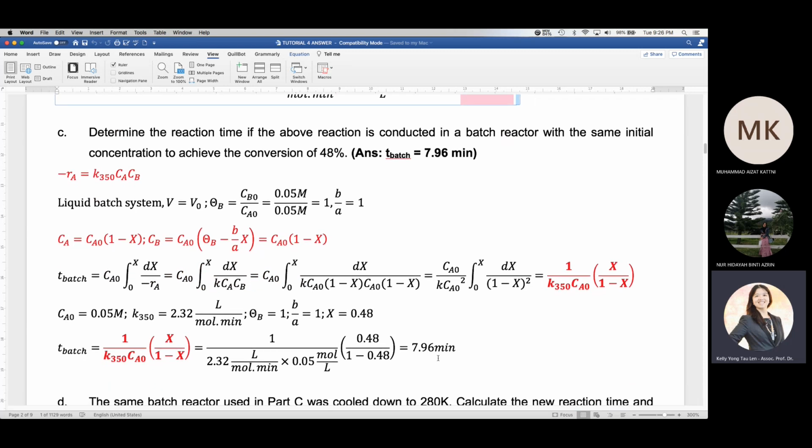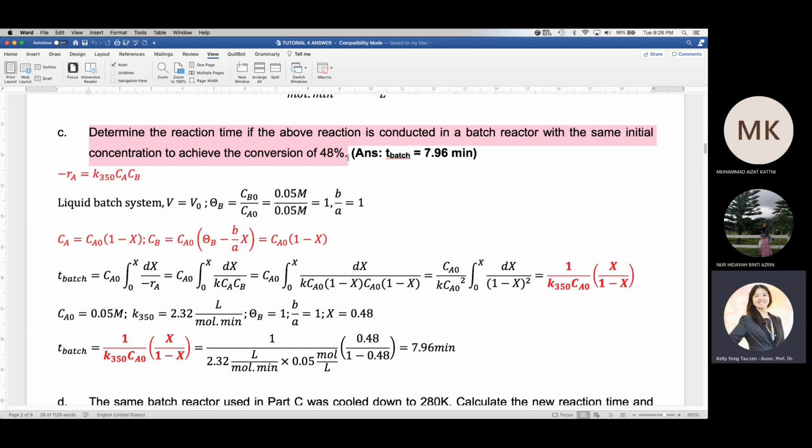Okay, part C ni dah berubah sikit. Dia kata, determine the reaction time if the above reaction is conducted in a batch reactor with the same initial concentration to achieve the conversion of 48%. Okay, so dalam soalan ni pula dia dah berubah. Sekarang dia kata, kita dah conduct tindak balas yang sama dalam batch reactor. So, kamu kena faham. Takkan saya kata kalau salah satu ciri tu dah berubah, the equation is entirely different. So, you have to go and find.